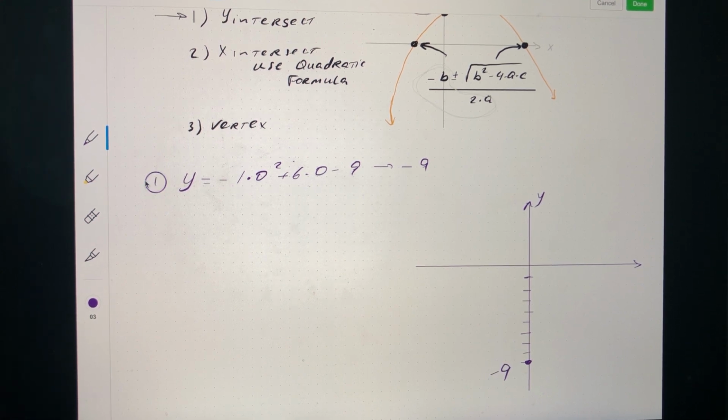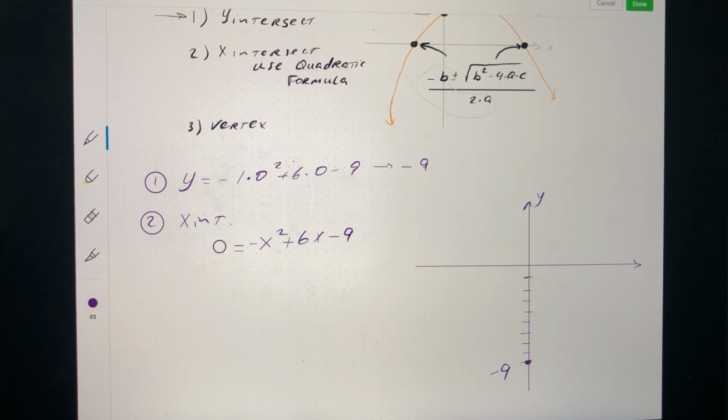That's the first part. The second part is the x-intercept. The x-intercept is found by making y equal 0, and if we do this, we have to solve 0 equals negative x squared plus 6x minus 9.